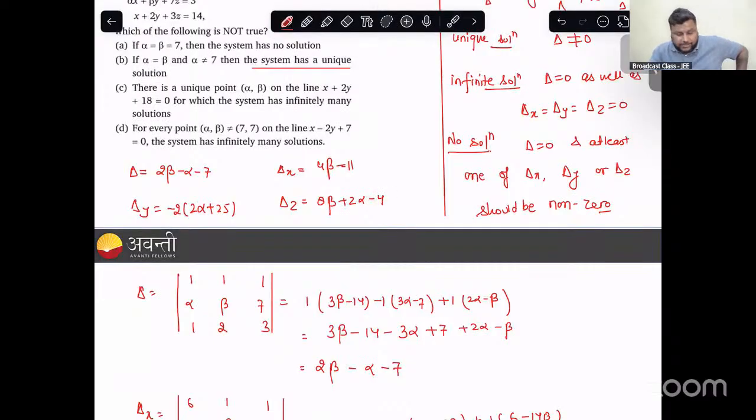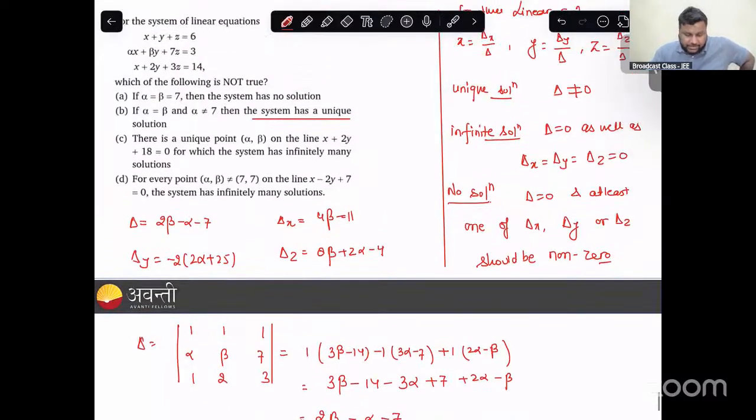Now see, let's go with the option. If alpha equal to beta equal to 7, then definitely delta is going to be 0, but delta x is not going to be 0. So one of them is 0 and at least one of them non-zero, the system is having no solution. So they are asking for not true. So this is basically true. Am I correct?